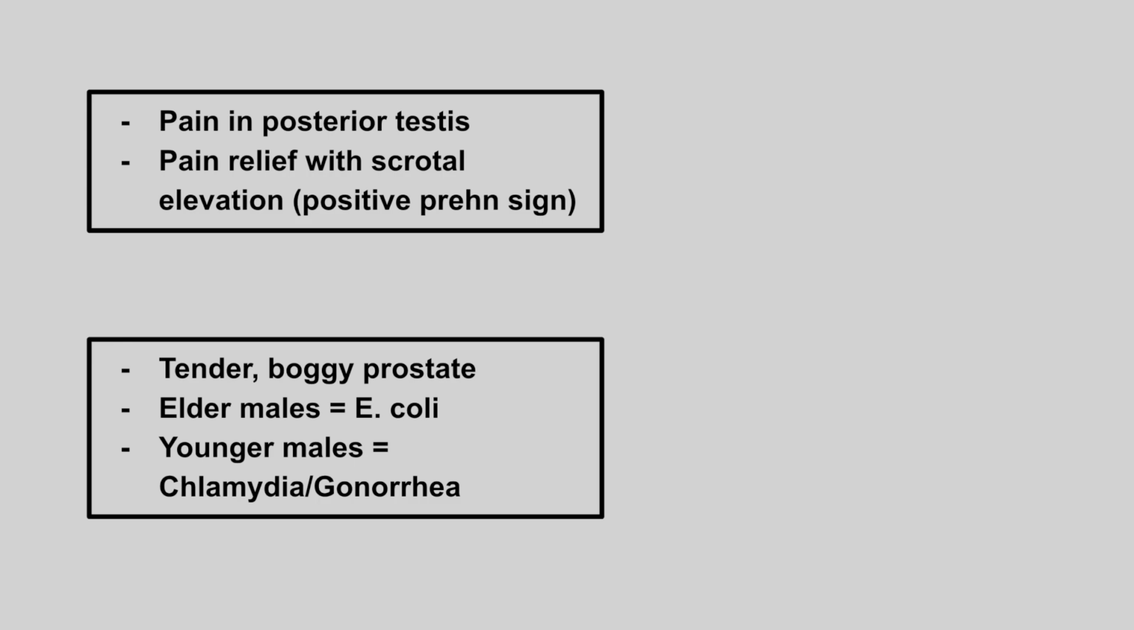Next, we have pain in the posterior testes, pain relief with scrotal elevation, which is a positive Prehn sign. This is epididymitis. Next, we have a tender, boggy prostate. In elder males, it's going to be due to E. coli, and in younger males, it's going to be due to chlamydia and gonorrhea.